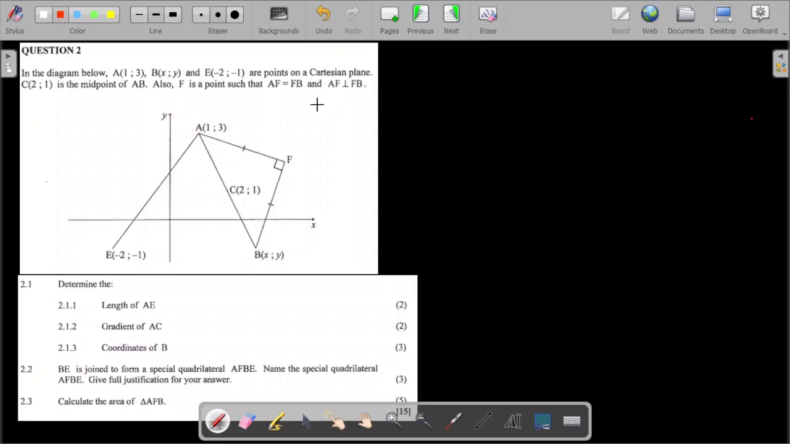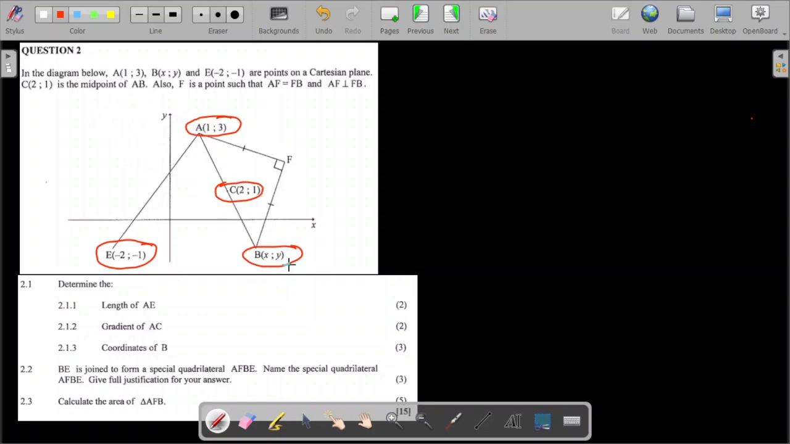Remember, this video is for grade 10. In the diagram below, they gave us the coordinate of A, which is (1; 3), and they gave us B, which is (x; y), and they gave us E, which is (-2; -1). These are the points on the Cartesian plane, and they gave us C, which is the midpoint of AB.